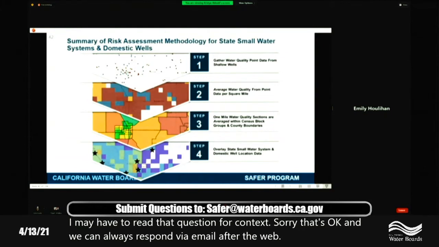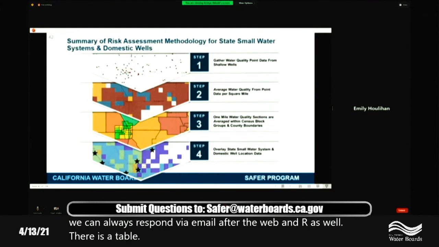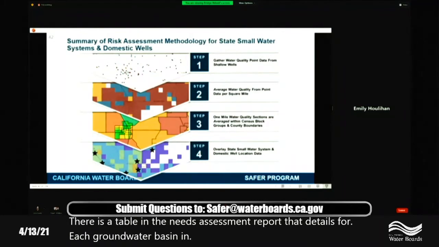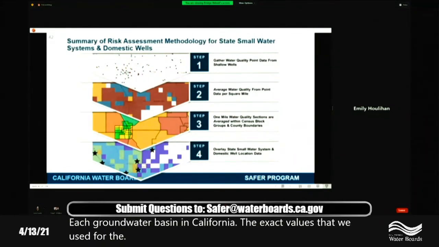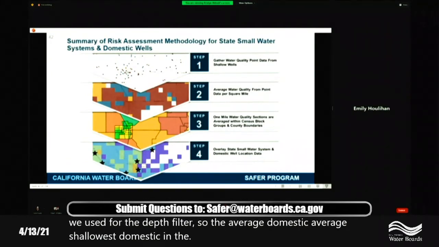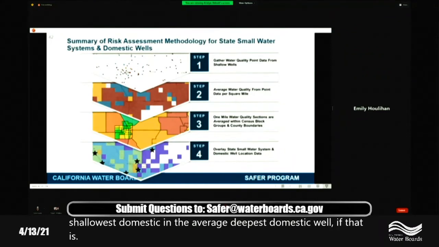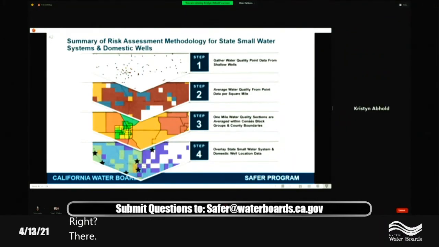There is a table in the needs assessment report that details, for each groundwater basin in California, the exact values that we used for the depth filter. So the average domestic, the average shallowest domestic, and the average deepest domestic well, if that is what that question is asking.